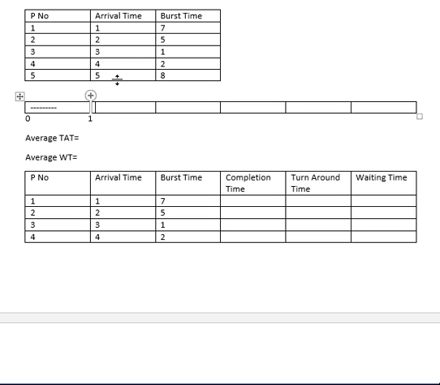So at the time slot 1 we have process 1, so there is nothing else to be compared with, so we are directly putting P1 here. Okay, and the burst time is 7, so definitely this will become 8, right?